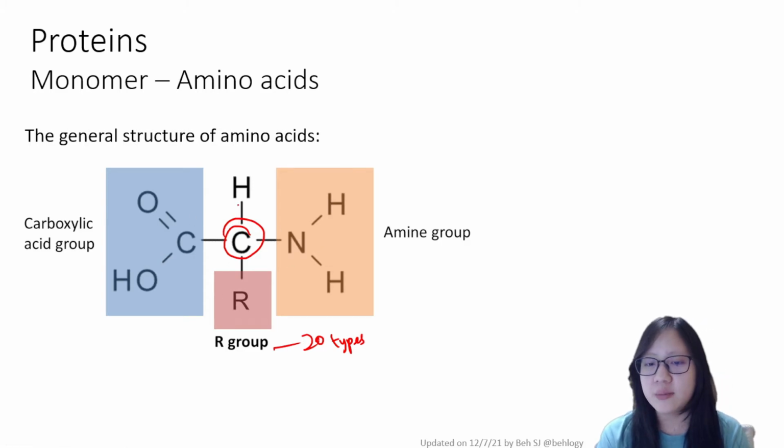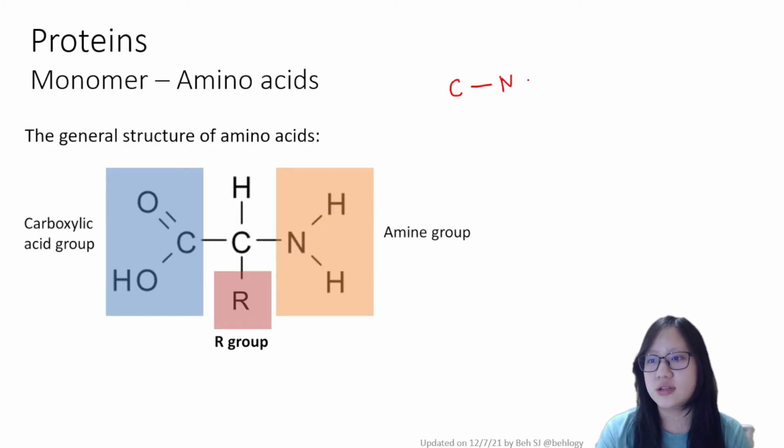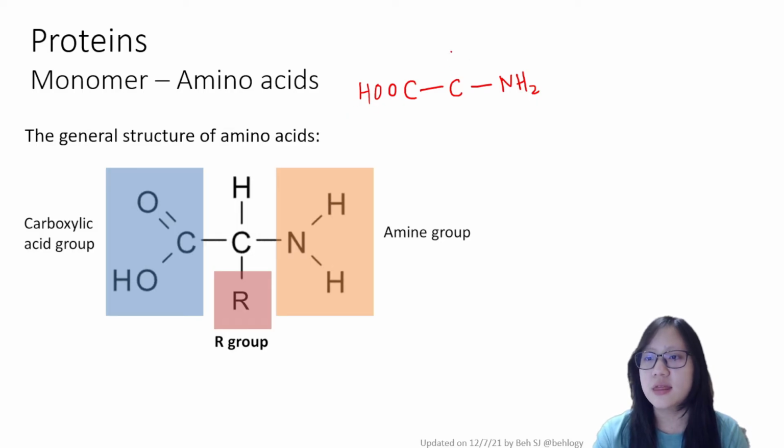I recommend you practice drawing. I always start from the central carbon. Then I draw the amine group. Sometimes I draw it like this, just NH2. Then I connect it to COOH. Sometimes I draw it like this too. See how it's connected in sequence. And then one hydrogen on the top, and then the R group at the bottom.